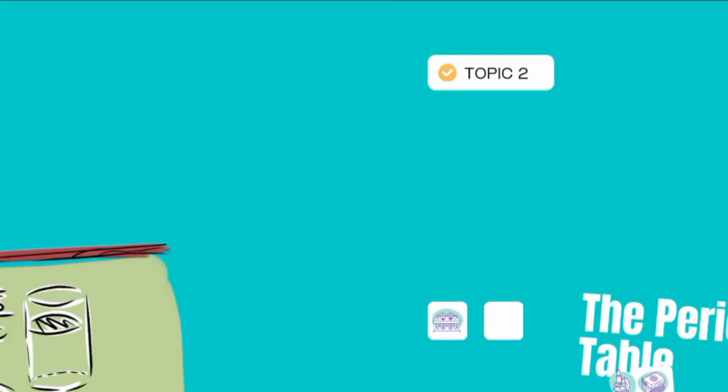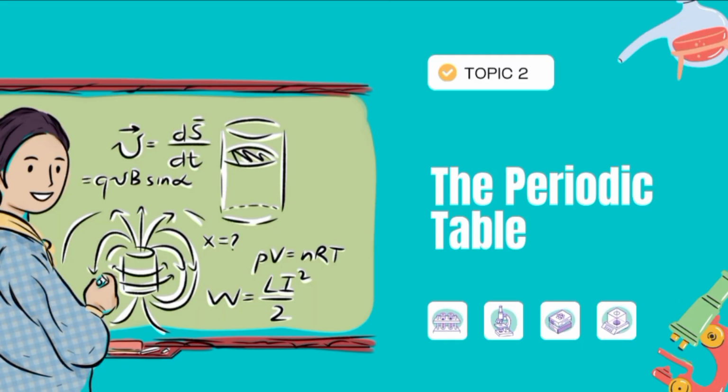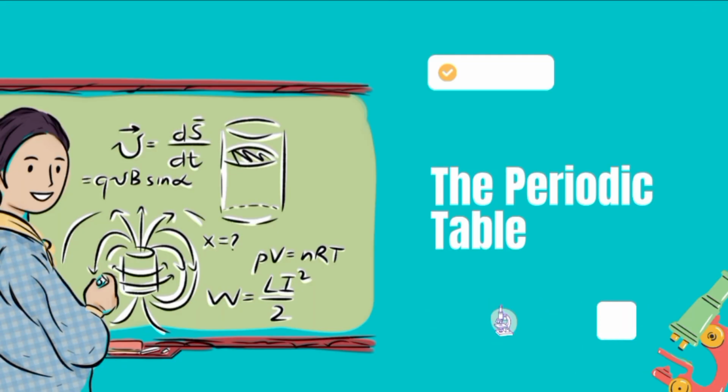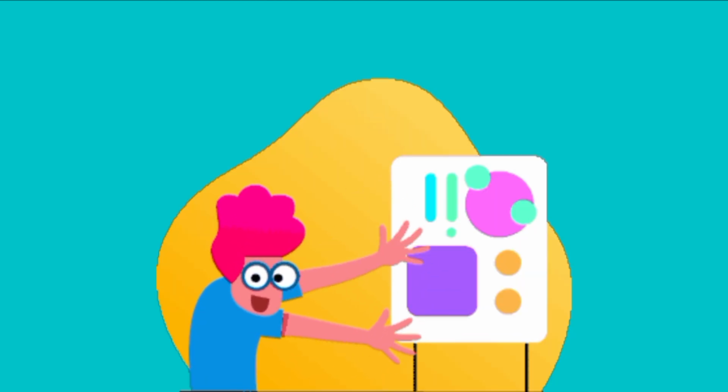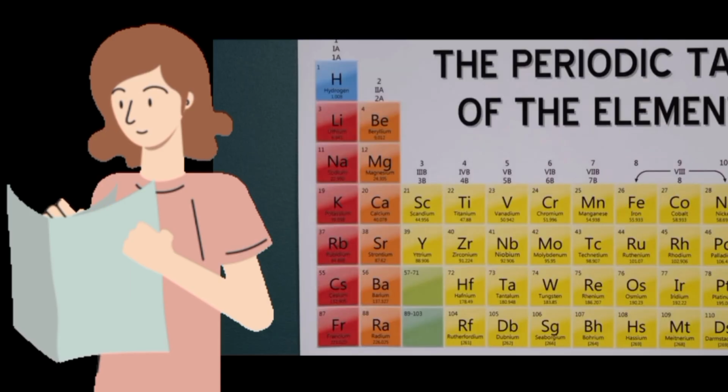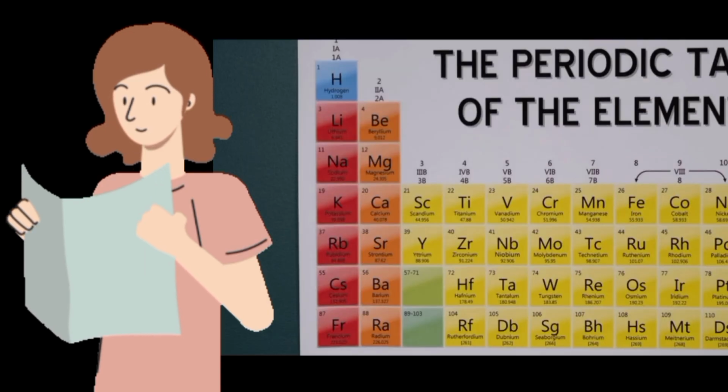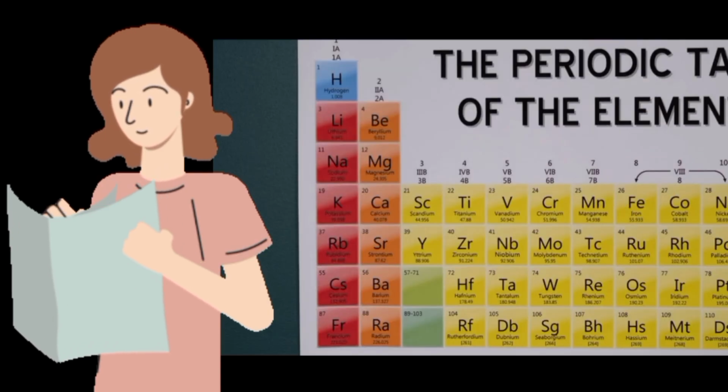The periodic table is a chart that shows all known elements in an organized way. Elements are arranged by their atomic number, which is the number of protons in an atom. It helps us understand how elements behave and how they react with each other. Similar elements are grouped in columns.